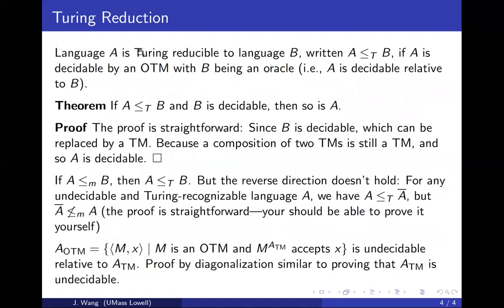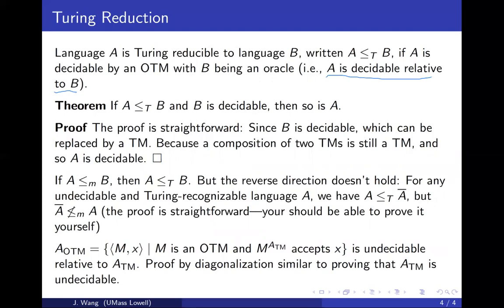All right, so now we defined Turing reduction. A language A is Turing reducible to language B, written A less than or equal to sub T B, if A is decidable by an Oracle Turing machine with B being an Oracle. In other words, A is decidable relative to B. And we have the following immediate result: if A is Turing reducible to B and B is decidable, then so is A.